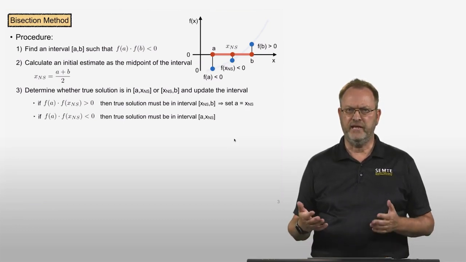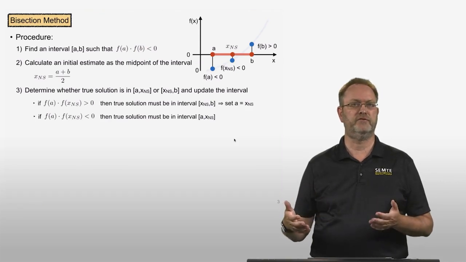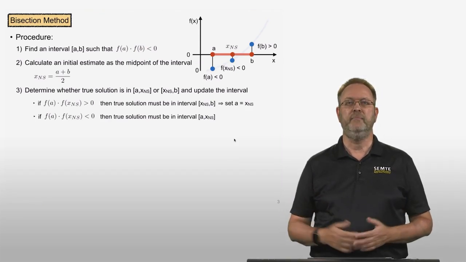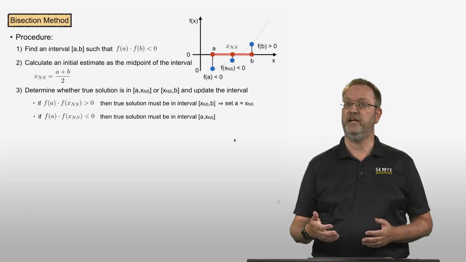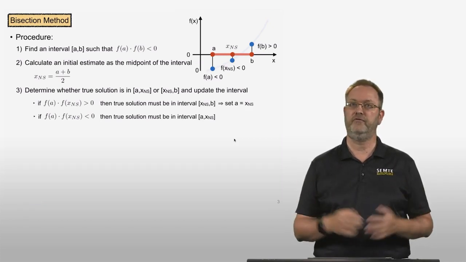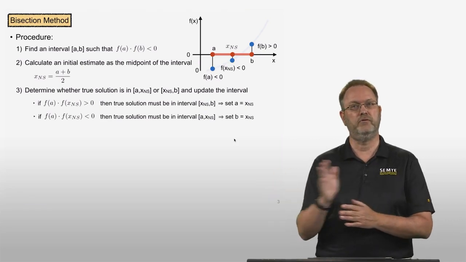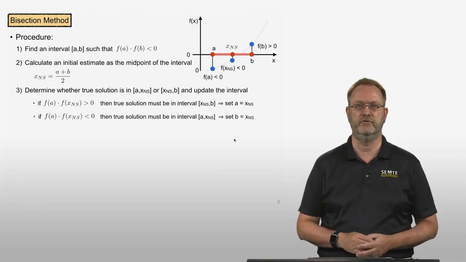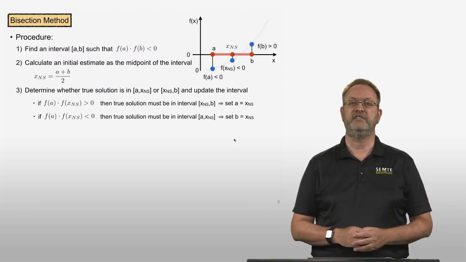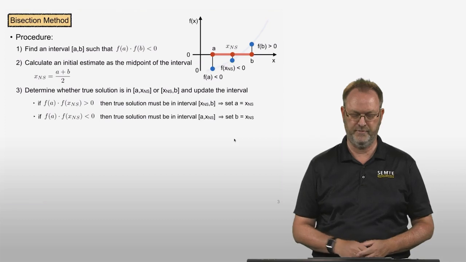The second option is that this product f of a times f of the numerical solution is negative, meaning there has to be a sign change in this left half of the original interval. In that case, we move the right bound over to the numerical solution, meaning the midpoint, such that we are now concentrating on the left half of the original subinterval.